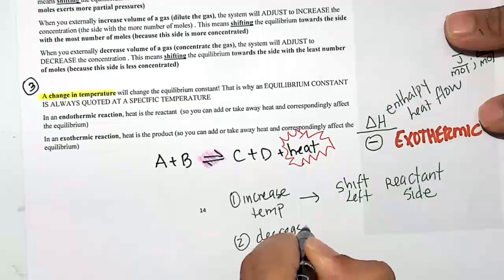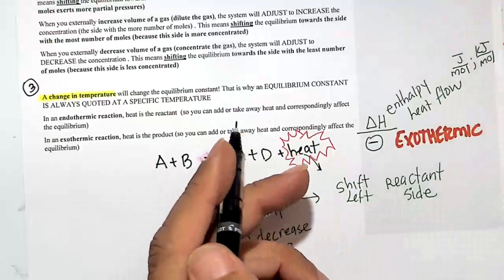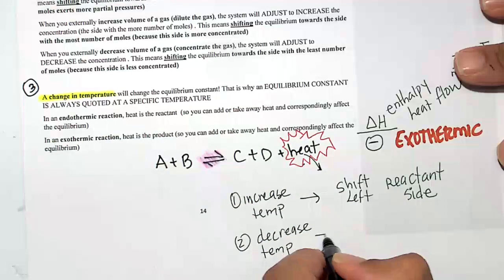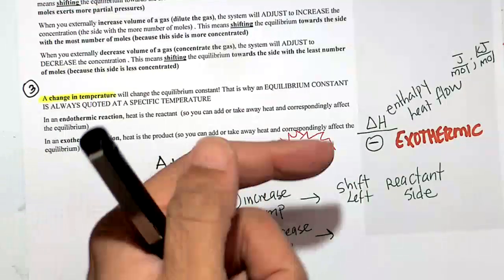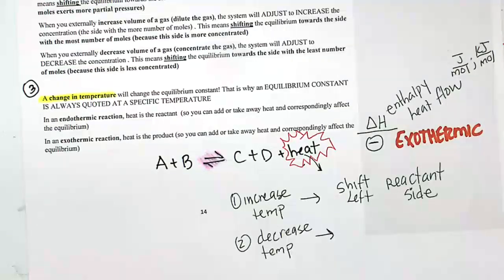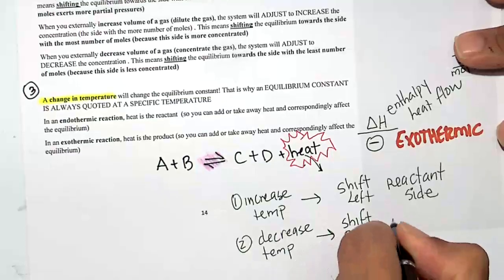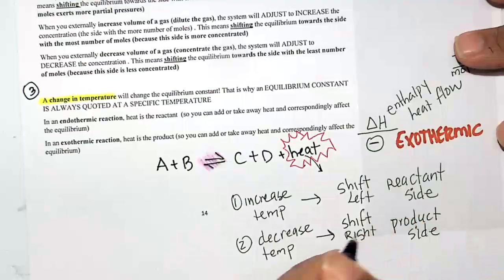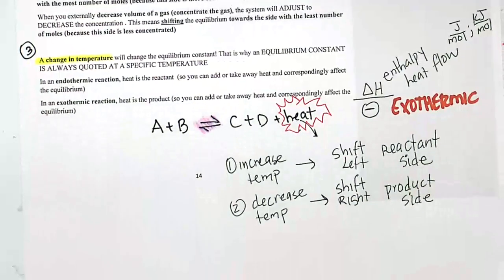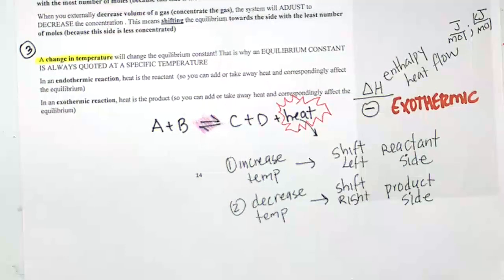What happens if we decrease the temperature? Lower the temperature. Okay, remove heat. Where will the reaction shift? Remember, offset. If you remove heat, it's going to go to the side to replenish, the side that has heat. So it's going to shift to the right, and this is the product side. Make sure you know for an exothermic reaction, the delta H is negative.